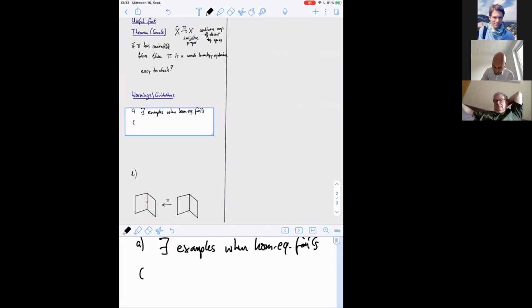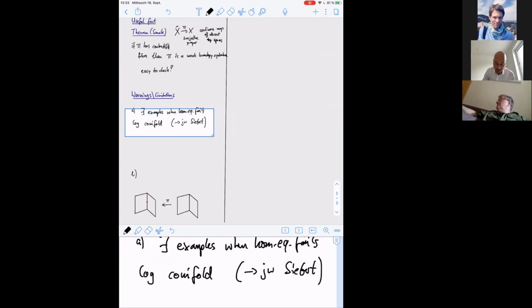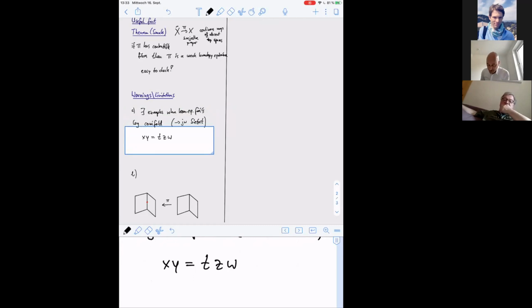Namely, you can take a log conifold. And here I'd like to advertise a future paper with Siebert, hopefully coming out this year or next year, where we work on log conifolds and prove results about them. The simplest way to give one is to look at that local model. With that equation, if you send t to 1, then yes, you have a conifold. You see that on the nose.